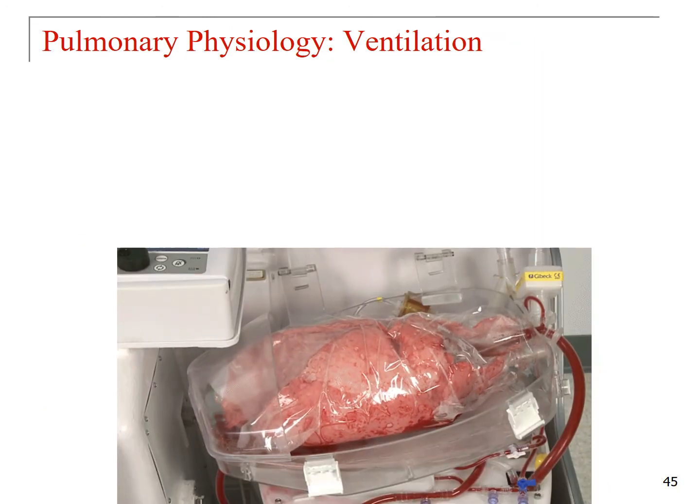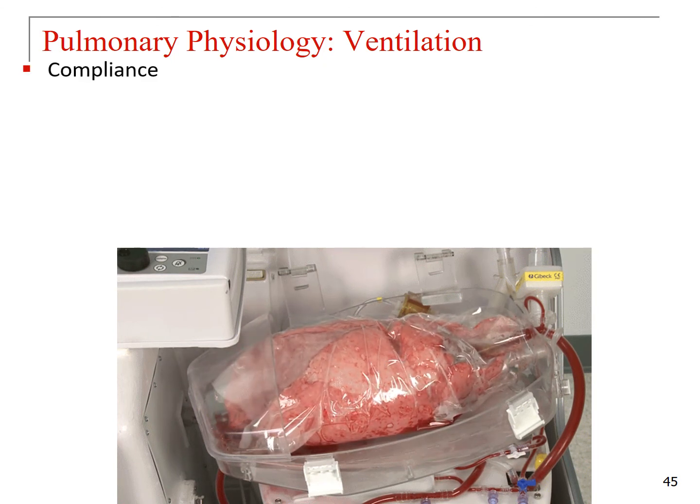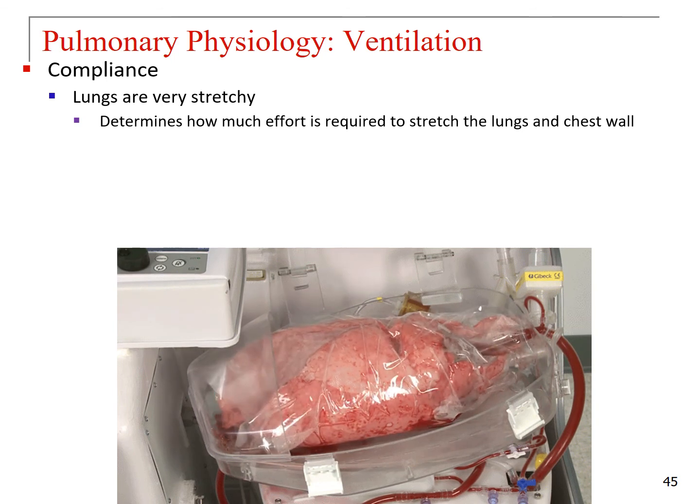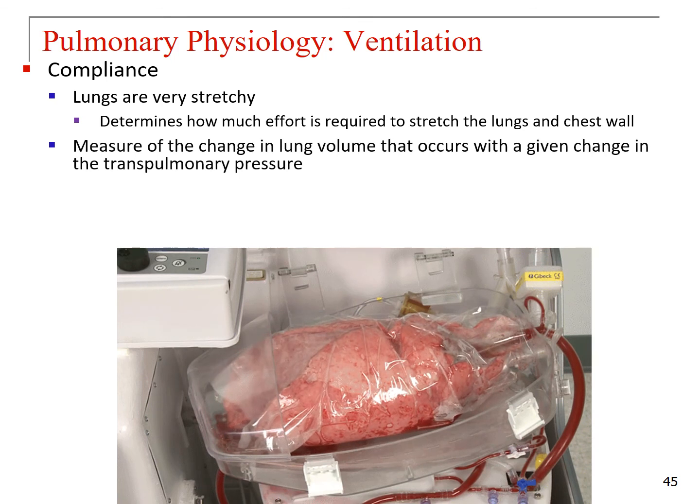Okay, so I wanted to show you this with just the lung here, and this is a lung that's actually being kept alive for a lung transplant. So there's something called compliance, which is the degree of stretchiness of the lungs. And the degree of stretchiness of the lungs determines how much effort is required to stretch out the lungs and the chest wall. So compliance is a measure of how much your lung volume changes with a certain change in transpulmonary pressure.